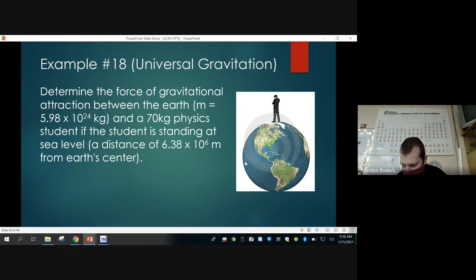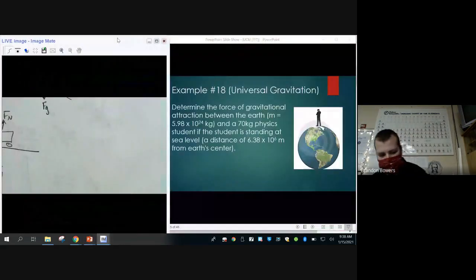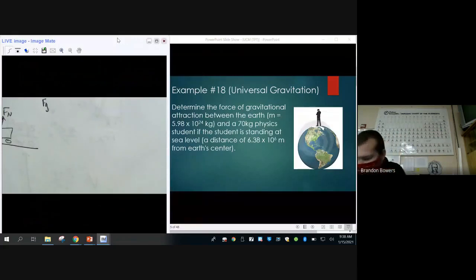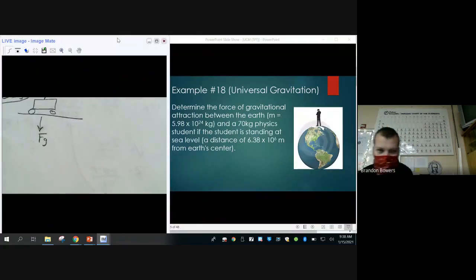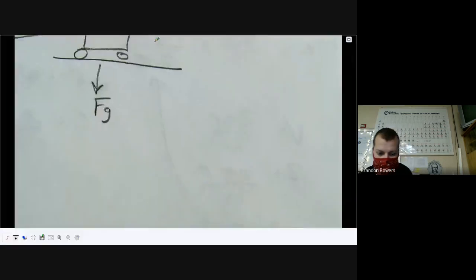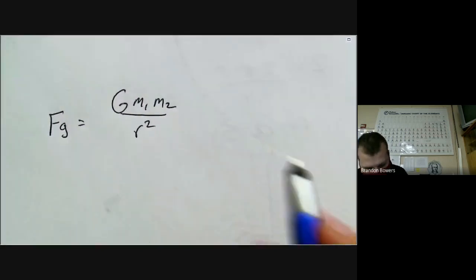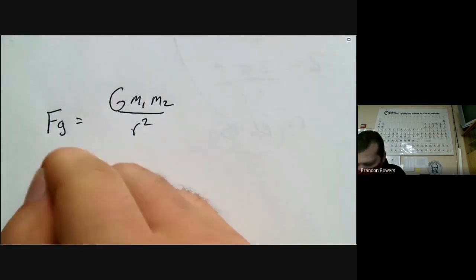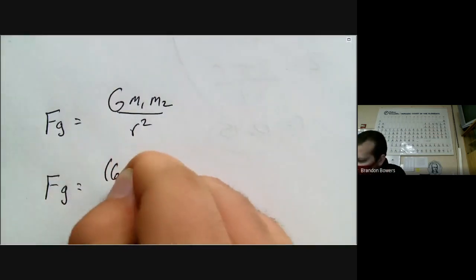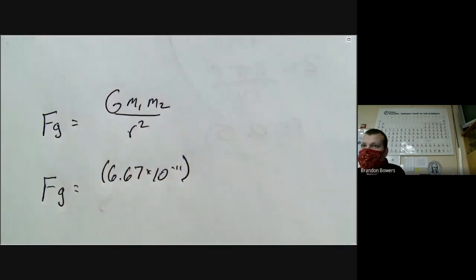So, knowing my equation, I've got to zoom in a little bit. My equation is force of gravity is equal to big G M1 M2 over R squared. The big G is 6.67 times 10 to the negative 11th. You're gonna memorize that number real soon.